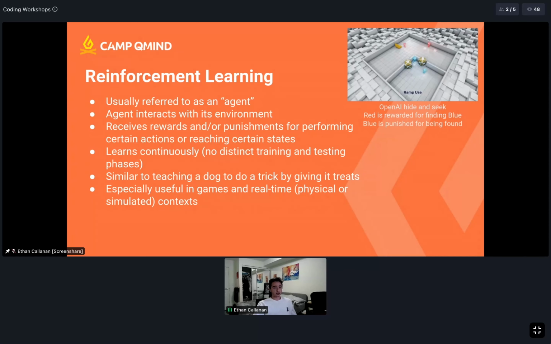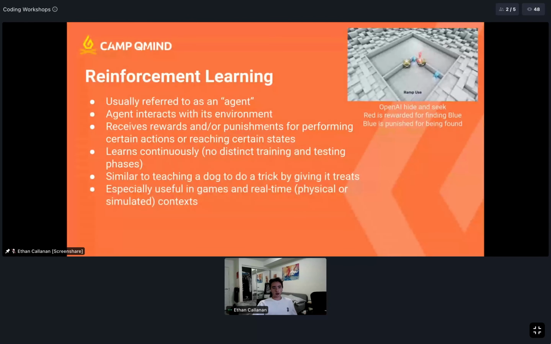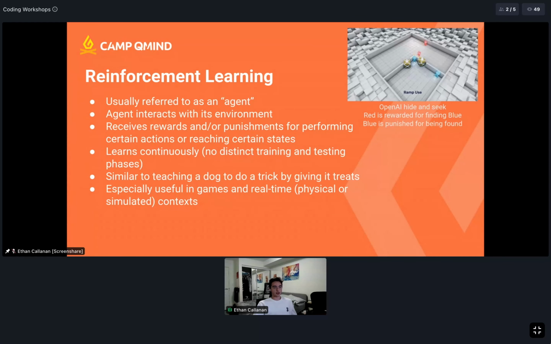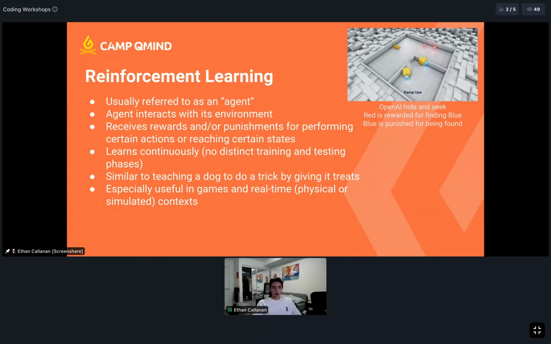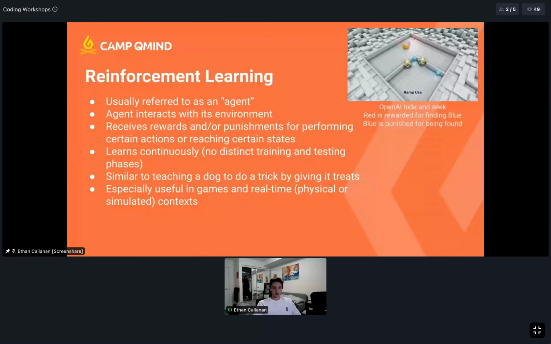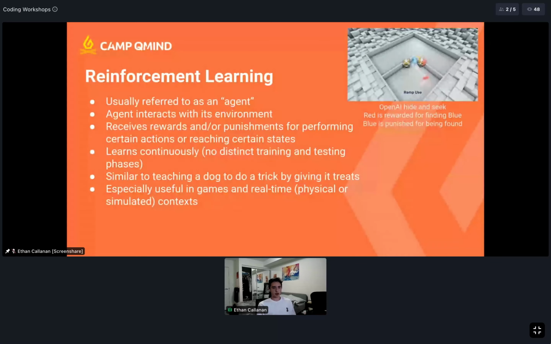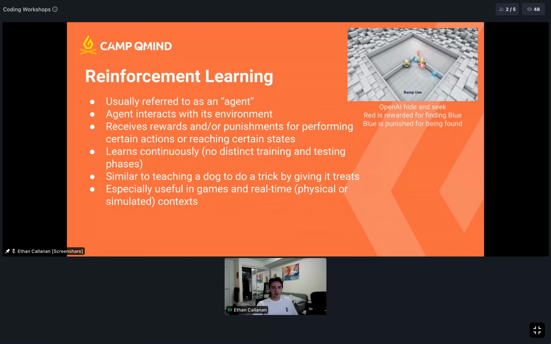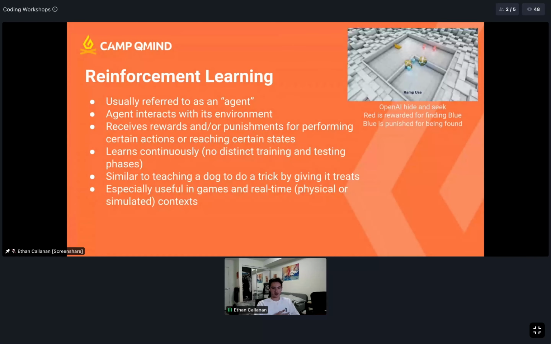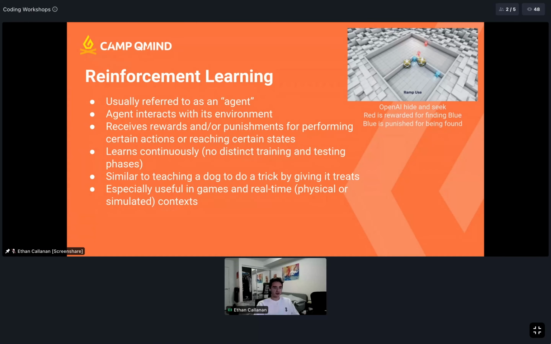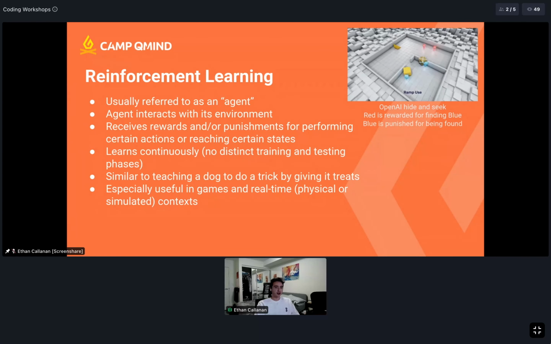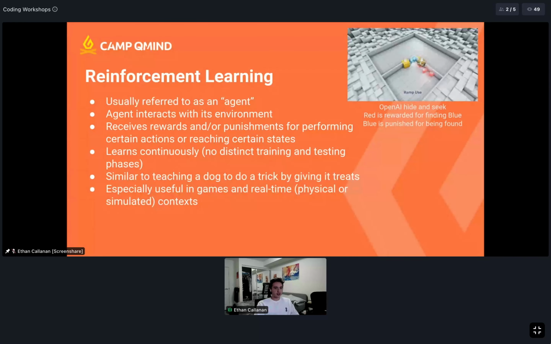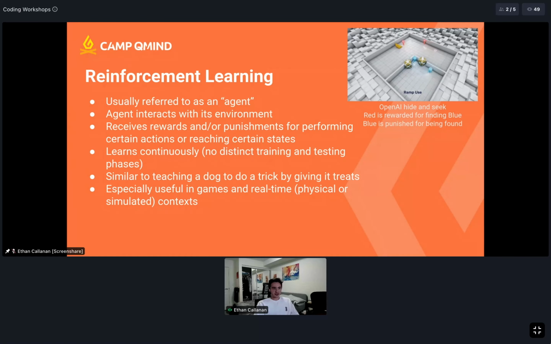Reinforcement learning is especially useful in games and other real-time contexts, because in a lot of real-time contexts you don't have the luxury of distinct phases, and the same goes for games. There's no right answer per se. It's just learning by doing and by having good outcomes. Some common learning algorithms for reinforcement learning are Q-learning, SARSA, which is state action reward state action, and temporal difference.